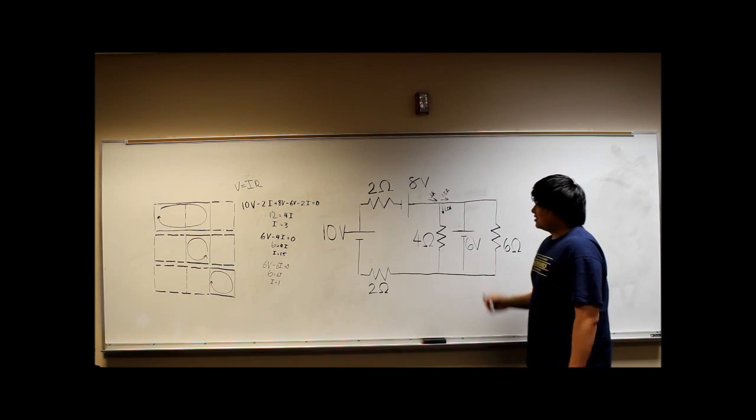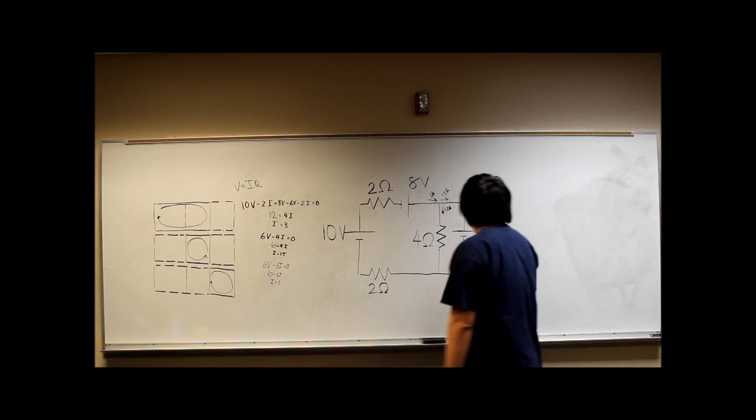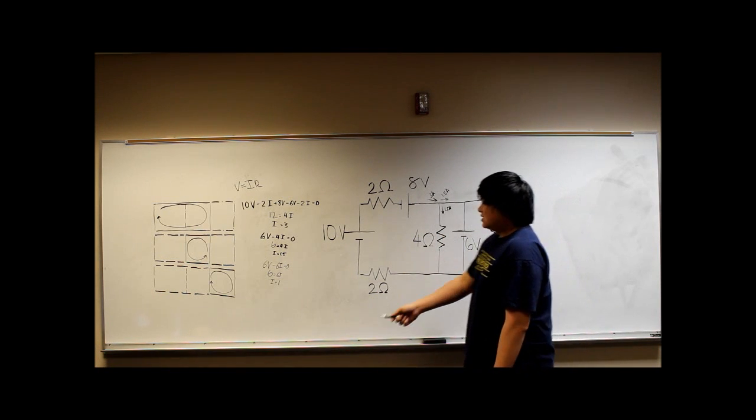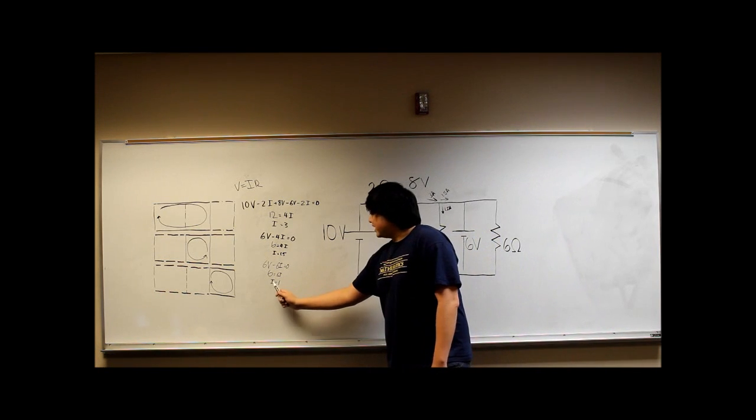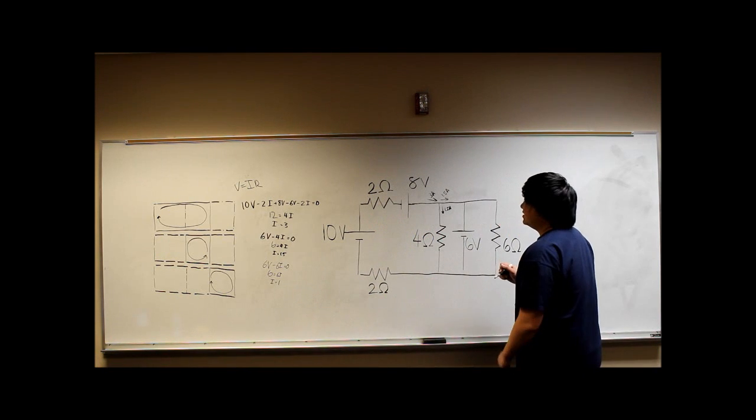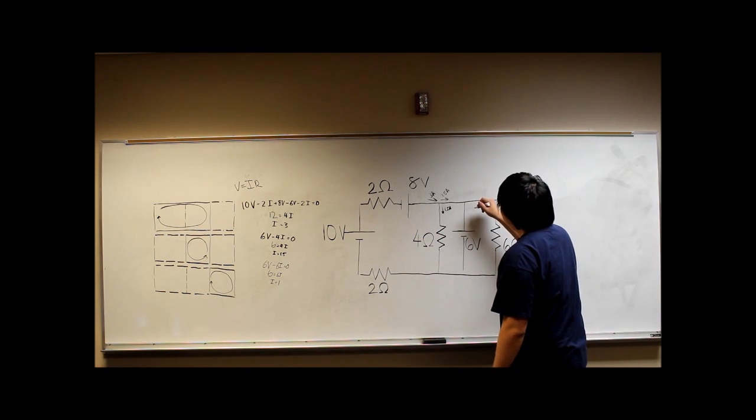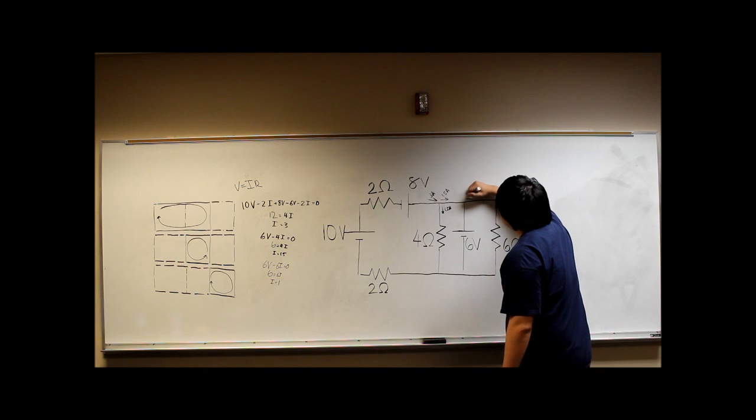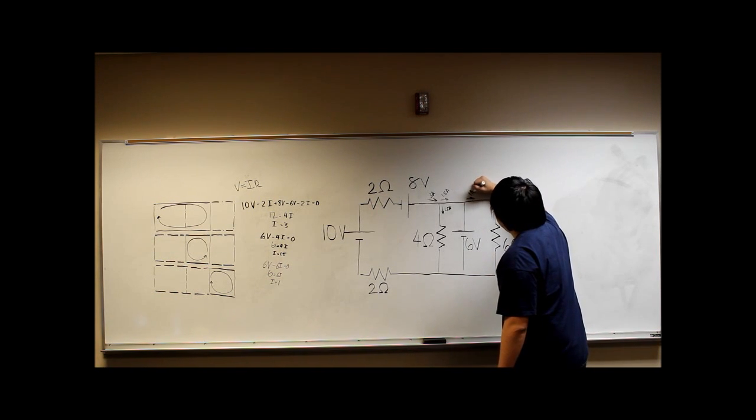Now let's look at the last loop. The last loop includes the 6-volt battery and the 6-ohm resistor. So we have 6 equals 6i, which means that i equals 1 amp. The last one goes in this direction, which means that we have 1 amp here.